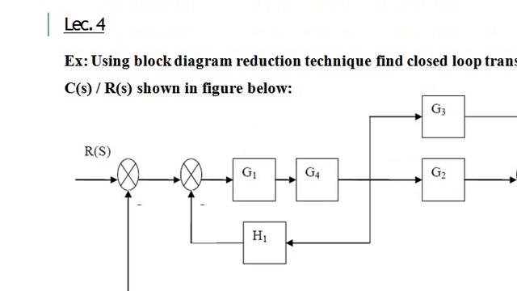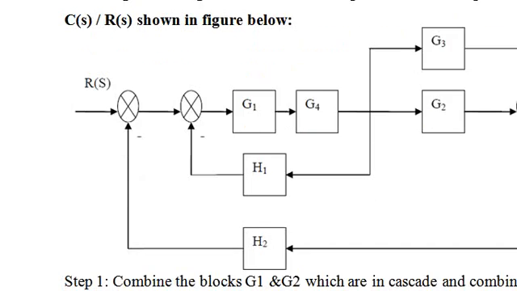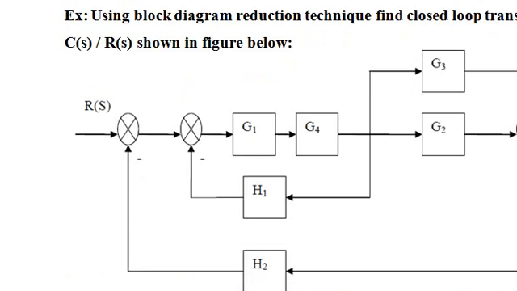We have one more example here. In this case also we need to find c of s by r of s, the closed loop transfer function. If you observe this block diagram, we have one closed loop here, one parallel combination here, and one more closed loop here. First, these two are in cascade, so we take g1 with g4 as a single block.